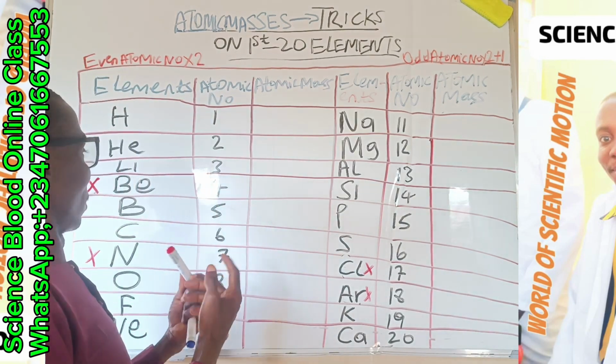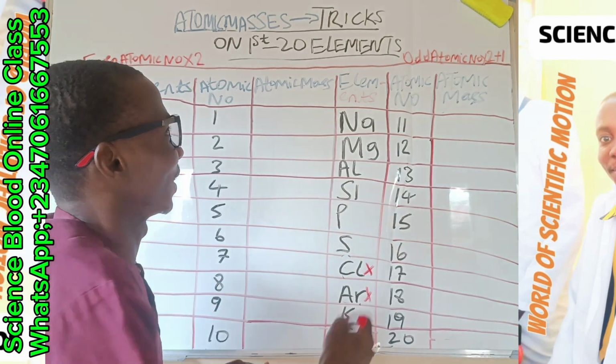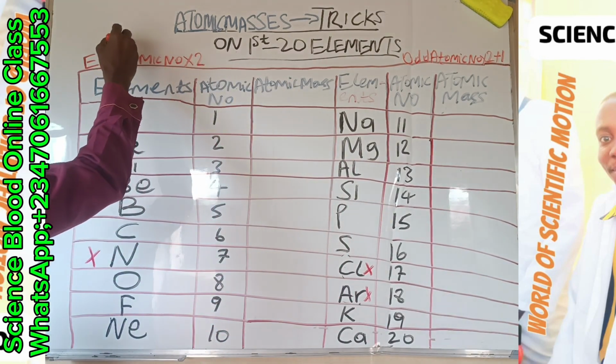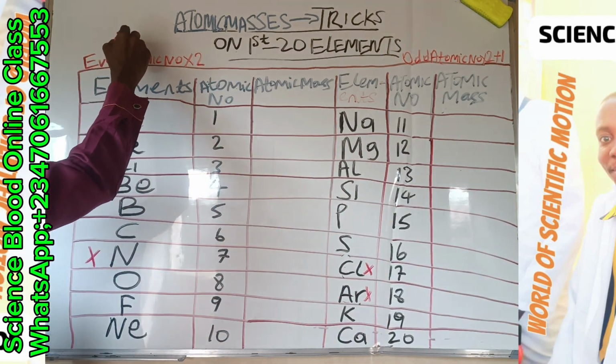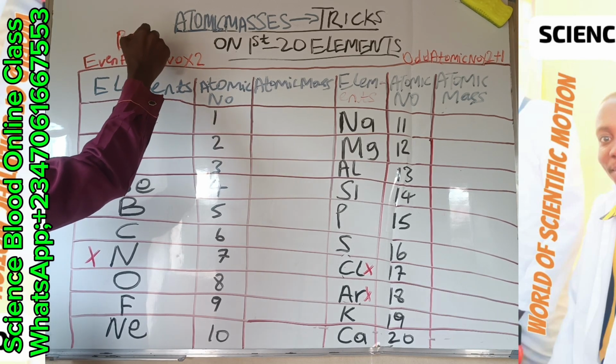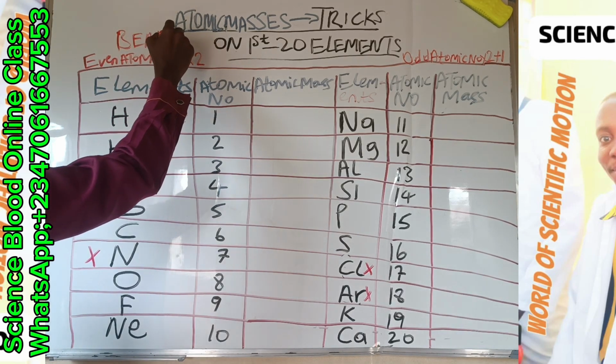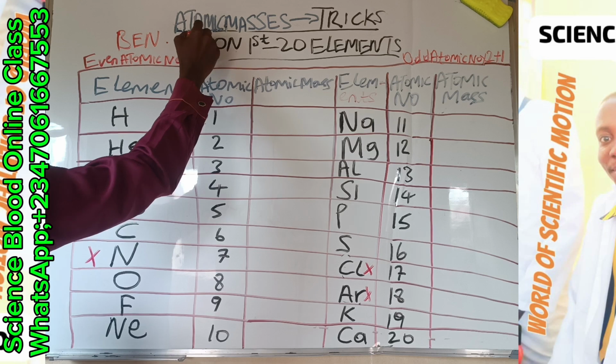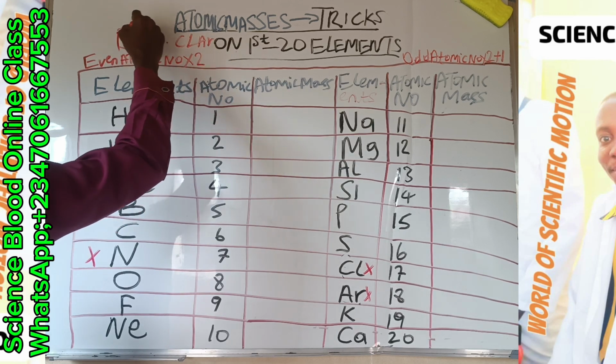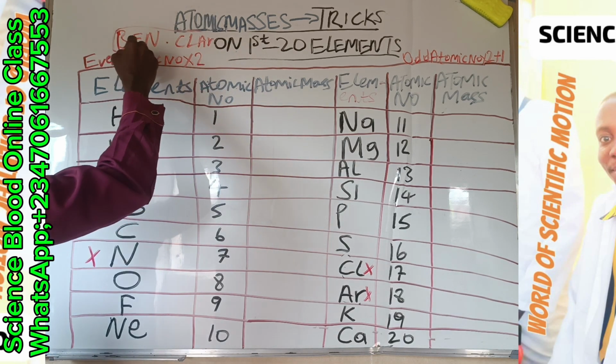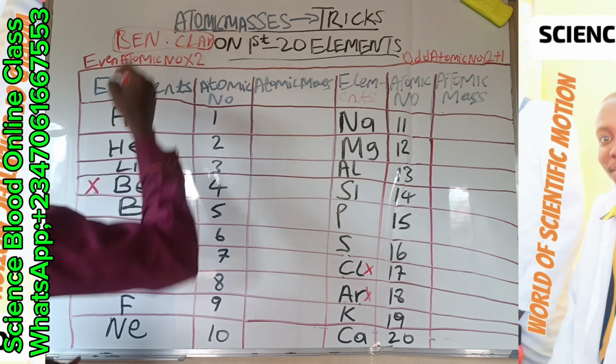You can just say Benkla. Let me just write it somewhere here. Ben dot Kla. So you can always use this to remember them.